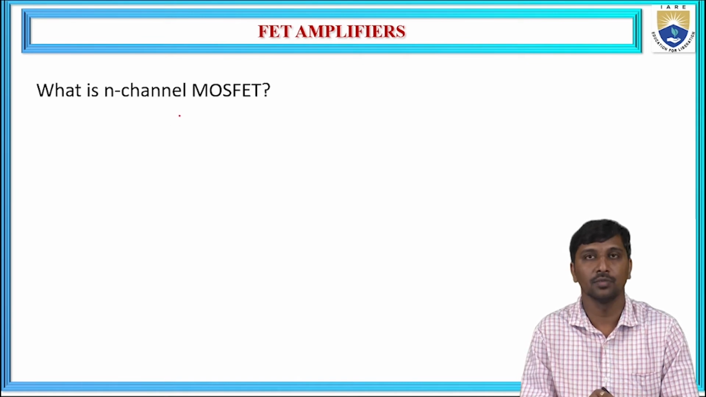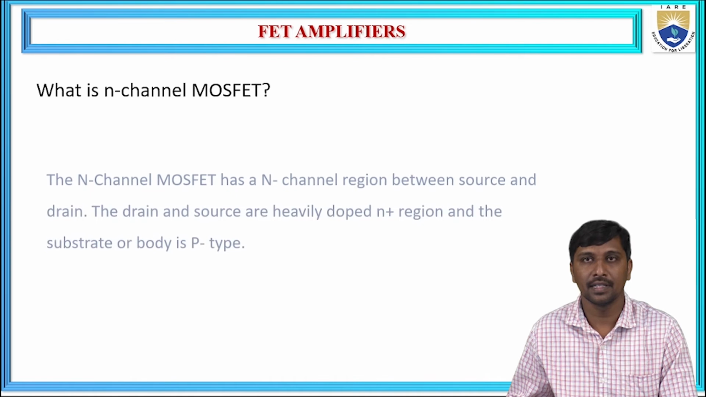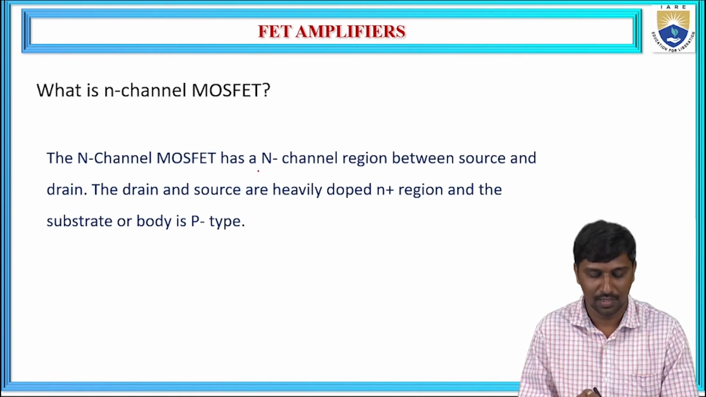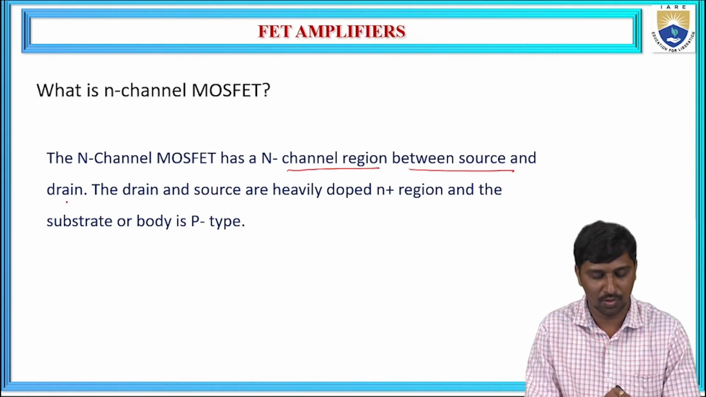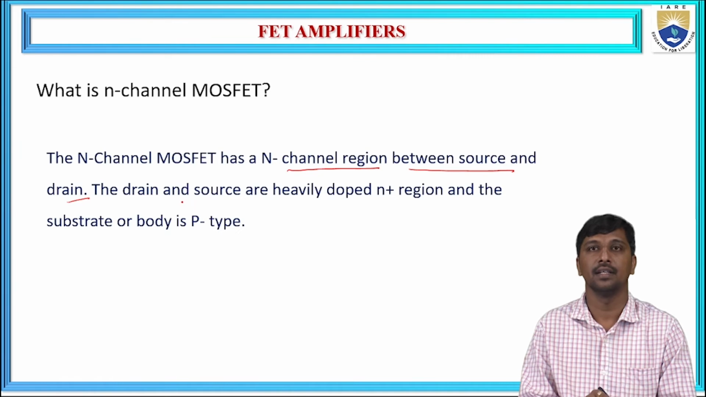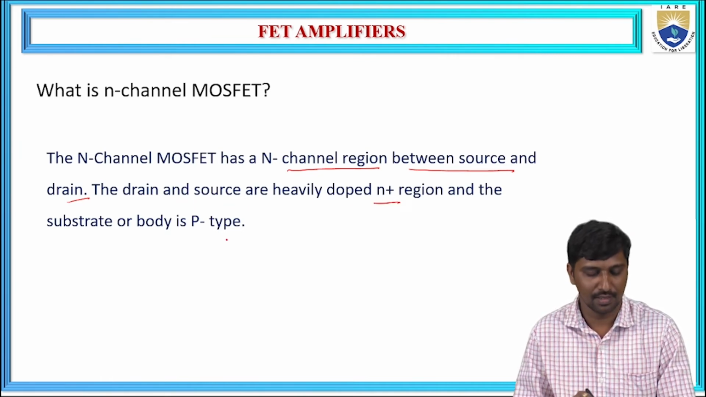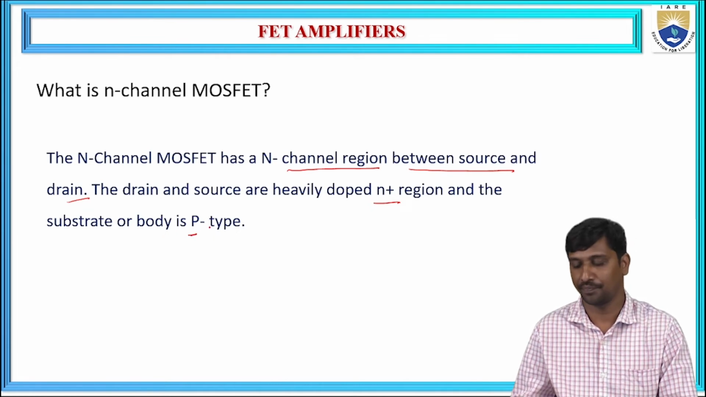Similar to that, what is an N-channel MOSFET? The N-channel MOSFET has an N-channel region between the source and the drain. In this case, the source and the drain materials are doped with N plus regions, and the substrate should be the opposite material, that is, P type.